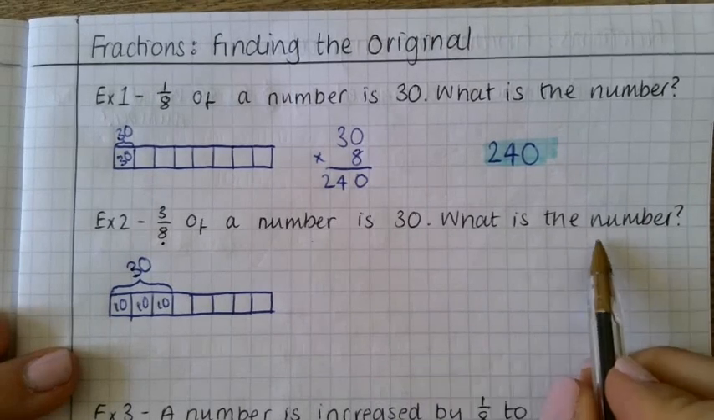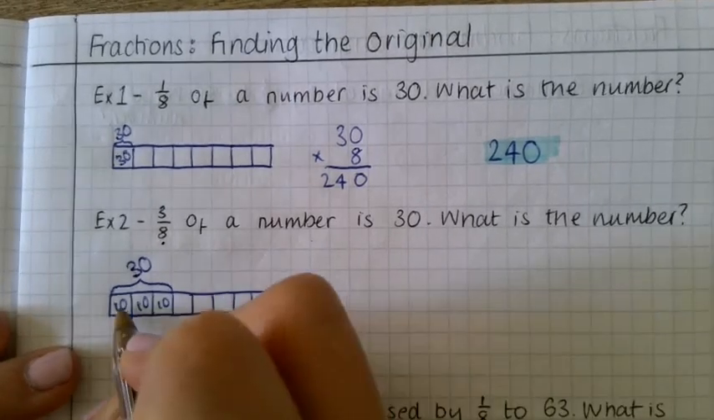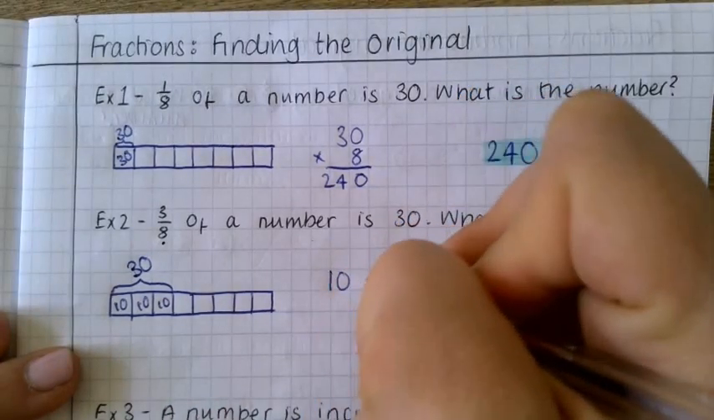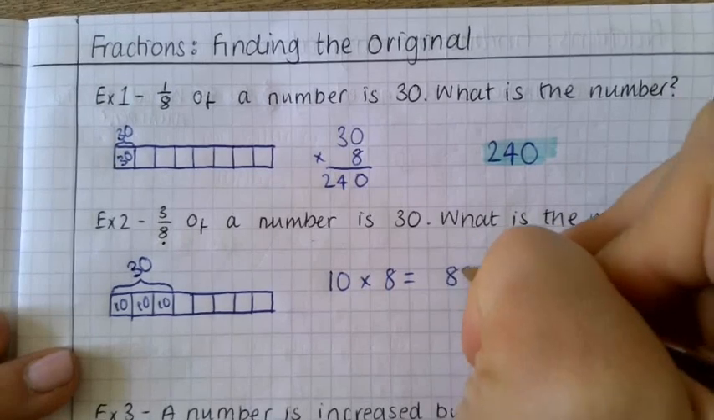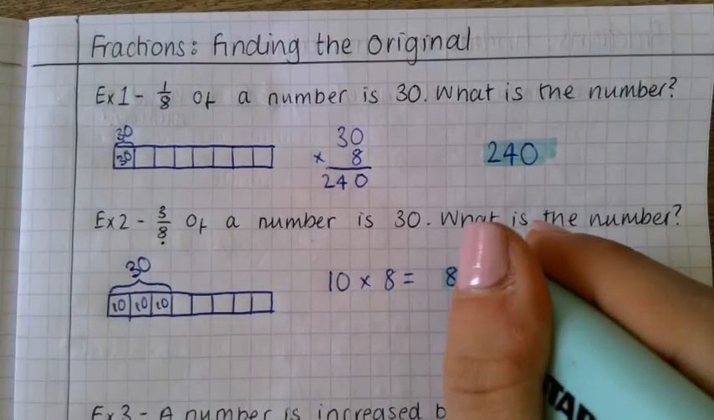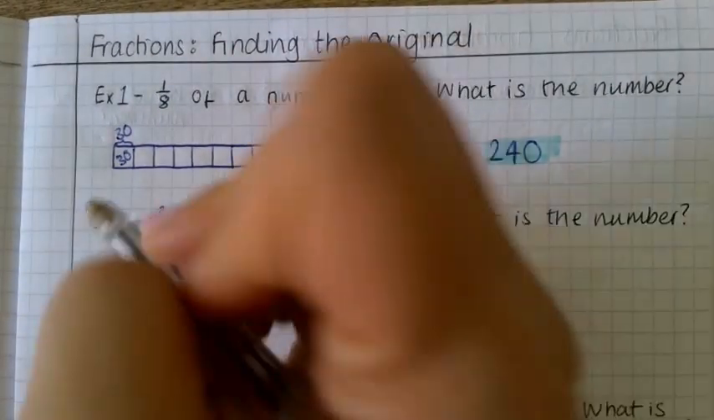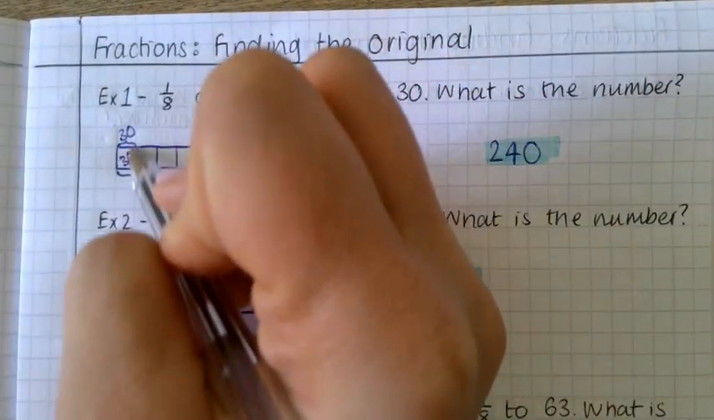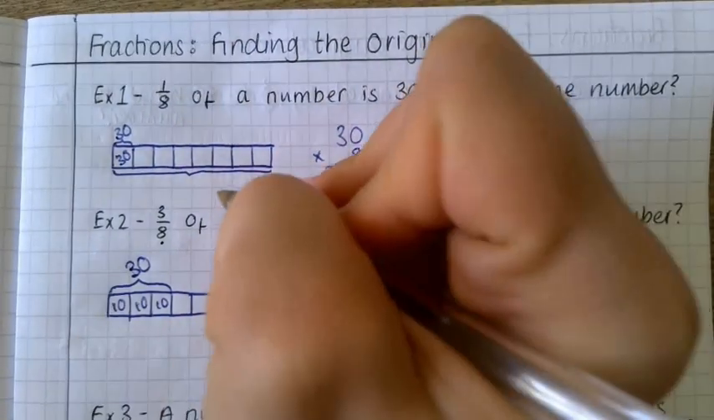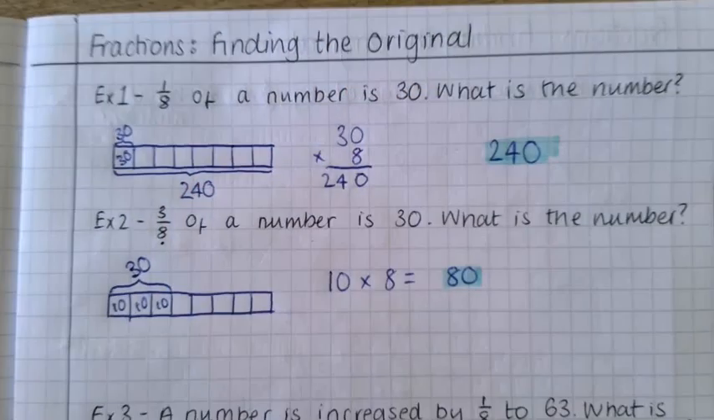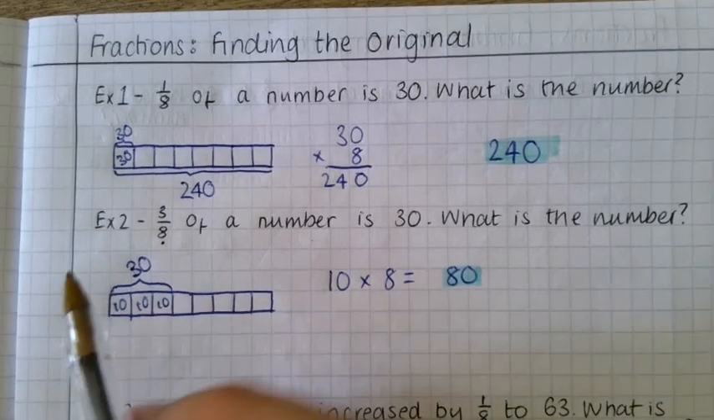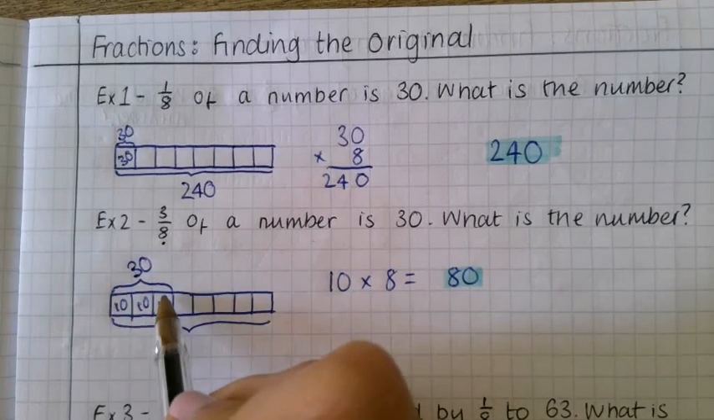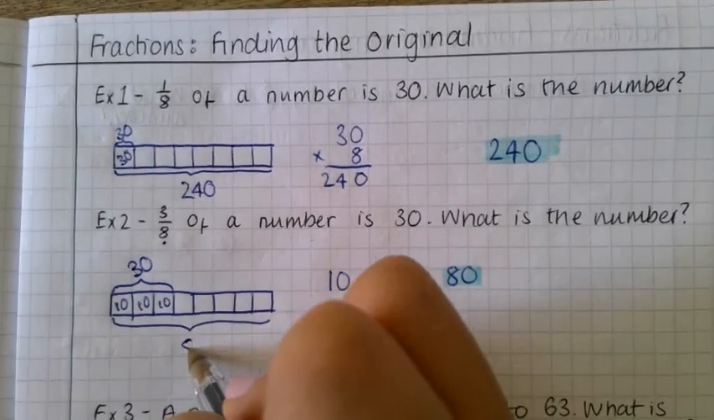So what is the number? Well, the whole number is going to be 10 multiplied by 8, which is 80. So in the first example, we were told what 1/8 was, and to find the whole number, we just had to do whatever the eighth was multiplied by 8. And in this example, we were told what 3/8 were. So to find the whole amount, I had to first divide by 3 and then multiply by 8.